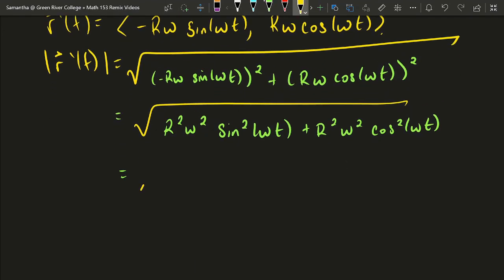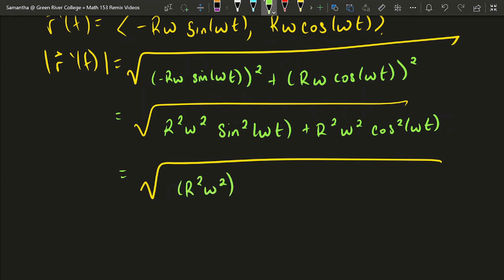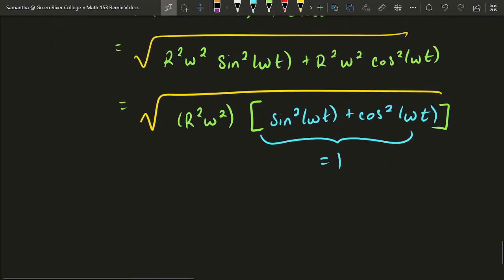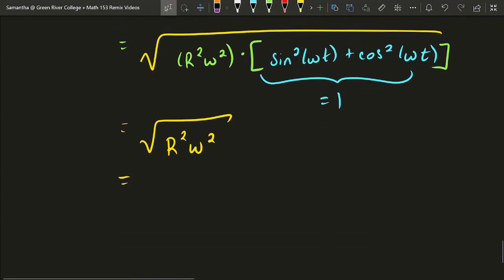Therefore, I can factor out an r squared omega squared and leave behind a copy of sine squared of something plus cosine squared of that same something, and that quantity, by the Pythagorean identity, must equal 1. So I have the square root of r squared omega squared. And since both r and omega are positive, the speed must reduce to simply r times omega.